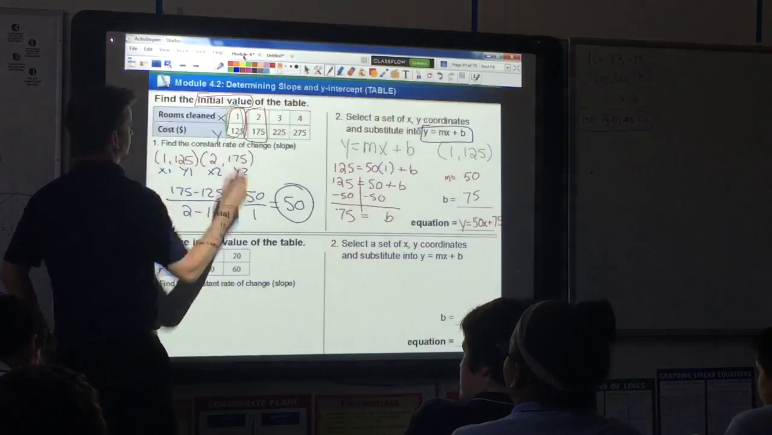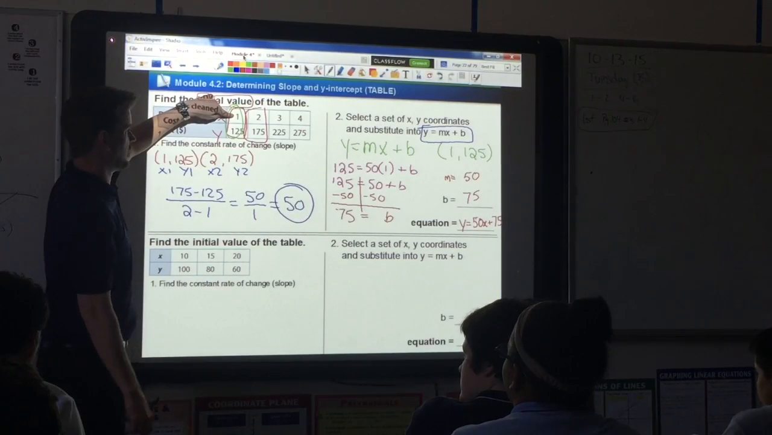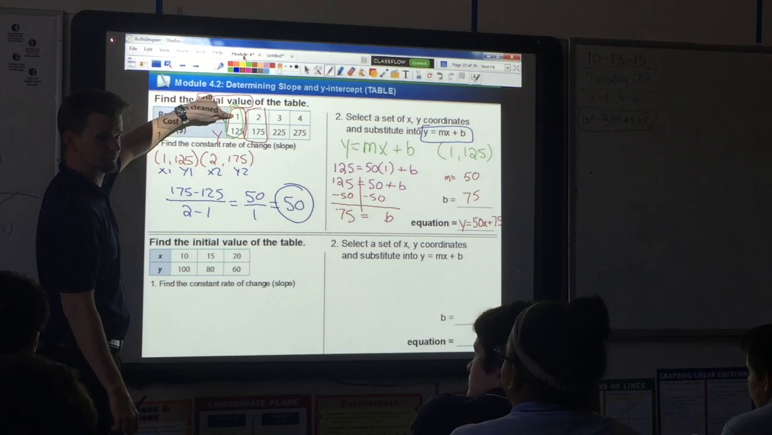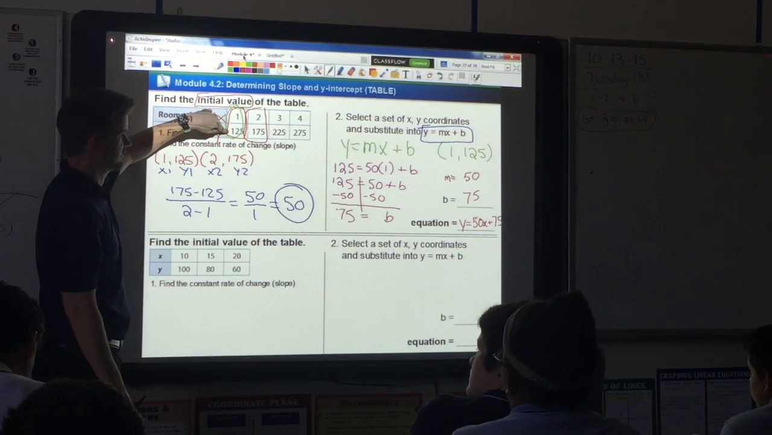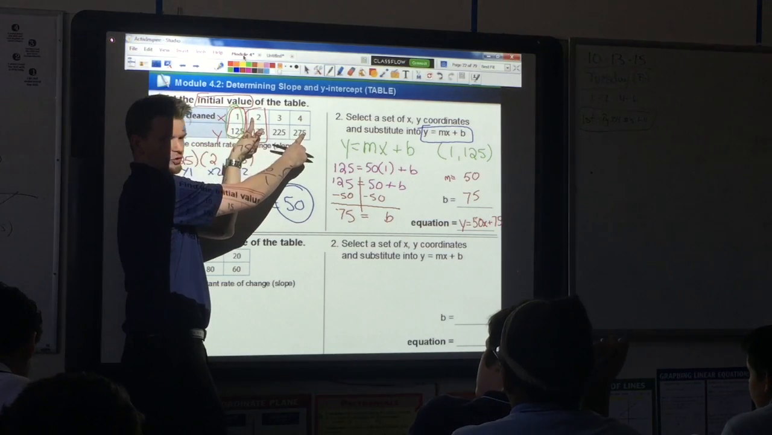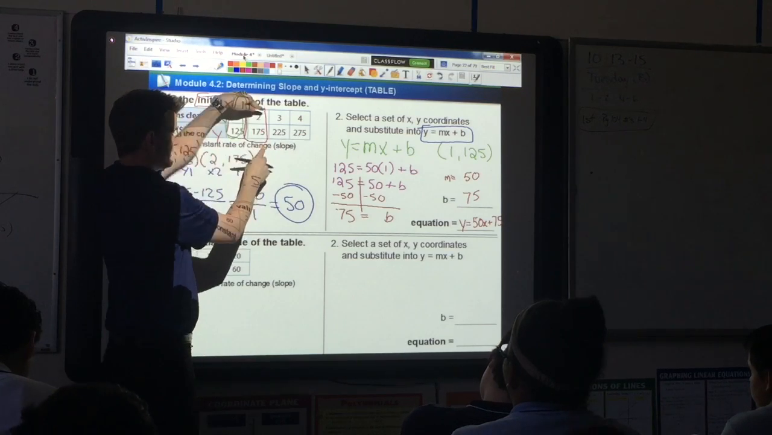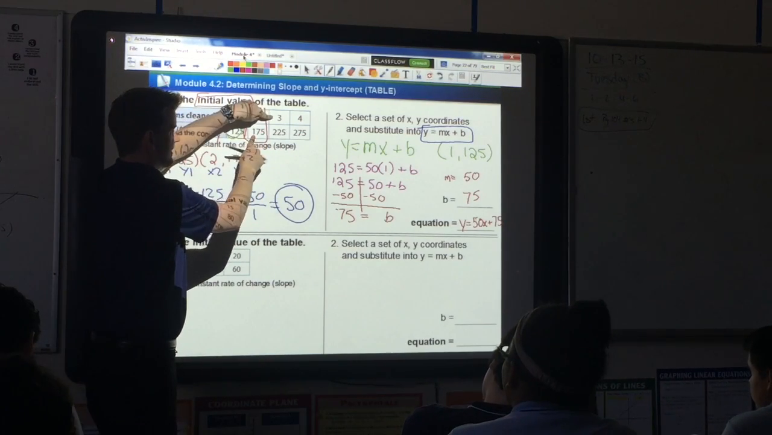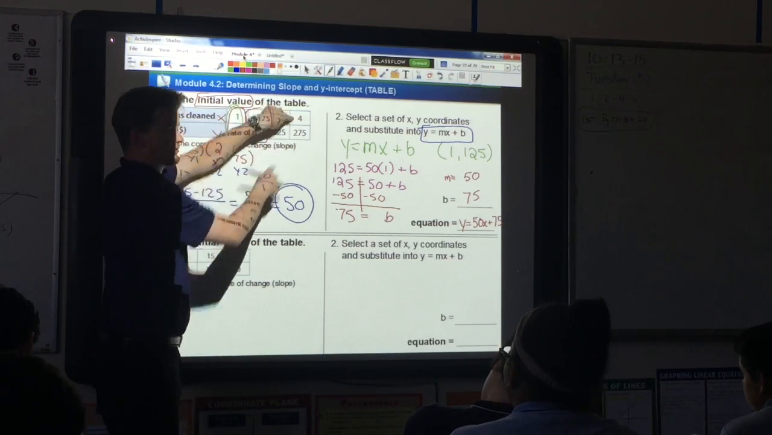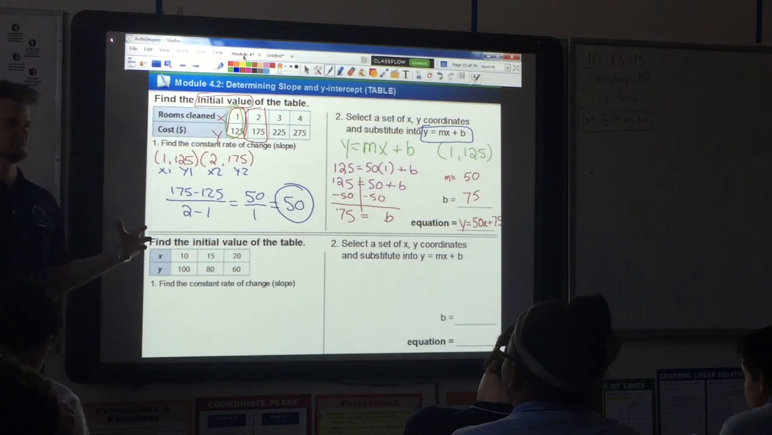Just remember, when you're doing this, if you're going to use 1, you have to use what for the y? 125. You cannot use like 2 and 275. Are those coordinate pairs? No. This is an x value, it corresponds to this y value. This x corresponds to this y, this x corresponds to this y value. Do you understand how to do this?